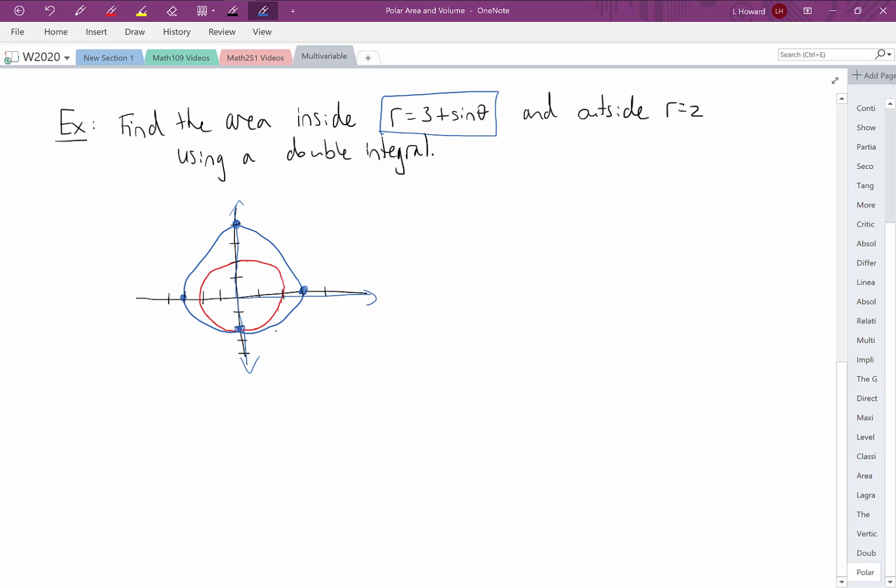What we want to do is find the area inside the blue curve and outside the red curve using a double integral. So we're going to try to describe this region R by drawing a whole bunch of little rays that are going outwards from the origin. Let's start drawing these in black. You'd have these little lines that are just radiating outwards from the origin. And if you drew infinitely many of them, they would cover this whole entire region R.